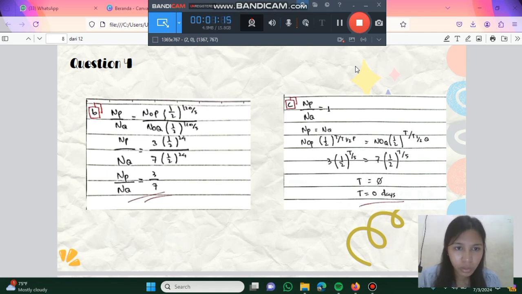So the formula is NOP times half to the power of T per T half P is equal to NOP times half to the power of T per T half K. So we get T is 0 days.